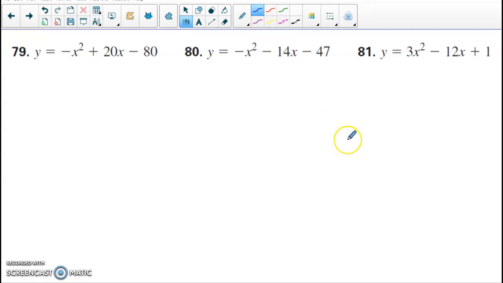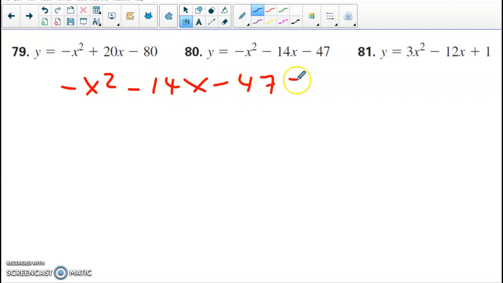First thing I'm going to do is rewrite it like this. Negative x squared minus 14x minus 47 is equal to y. Okay, so what you should notice right off the bat is that the leading coefficient is not 1. It's a negative 1. So let's get rid of that negative 1.